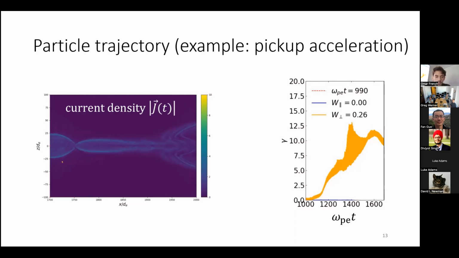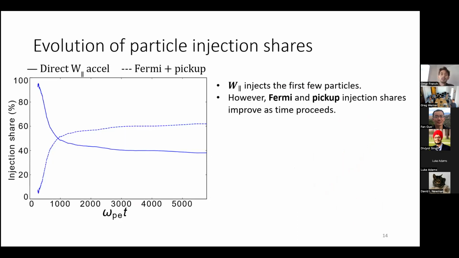Okay, so when we perform this for many particles, what we find is the following. Parallel electric fields inject the first few particles. So this mechanism is just first to inject particles, but if you wait longer, you find that the other two mechanisms, which I am temporarily combining into one category, as you can see in the plot, Fermi plus pickup in dashed lines, improve as time proceeds. Later, we will compare Fermi and pickup, but for now, we're comparing W parallel injection mechanisms to W perp.